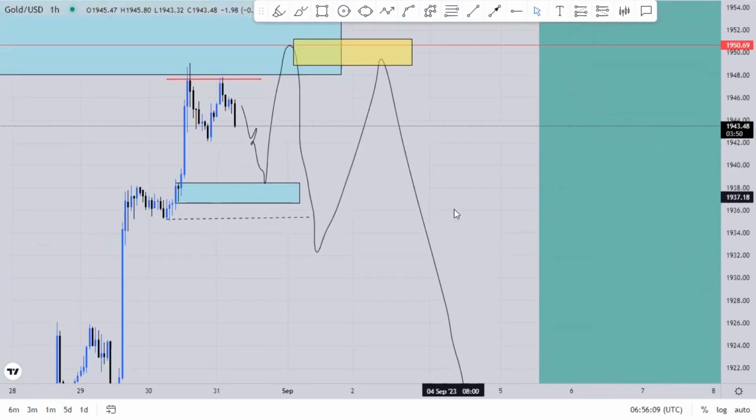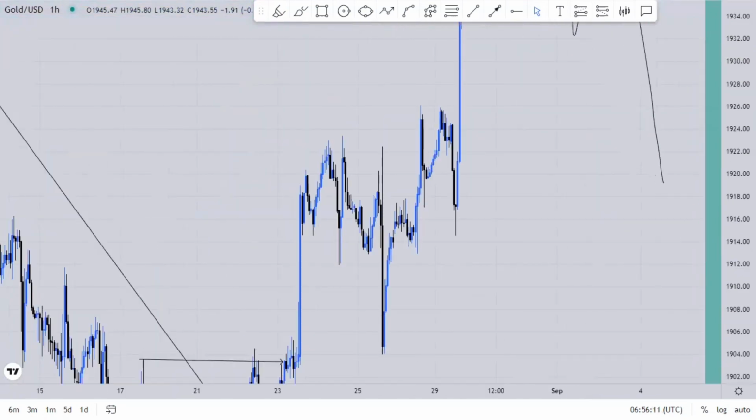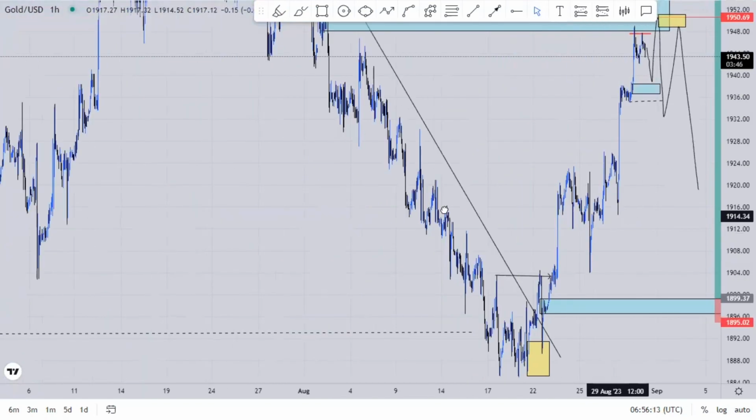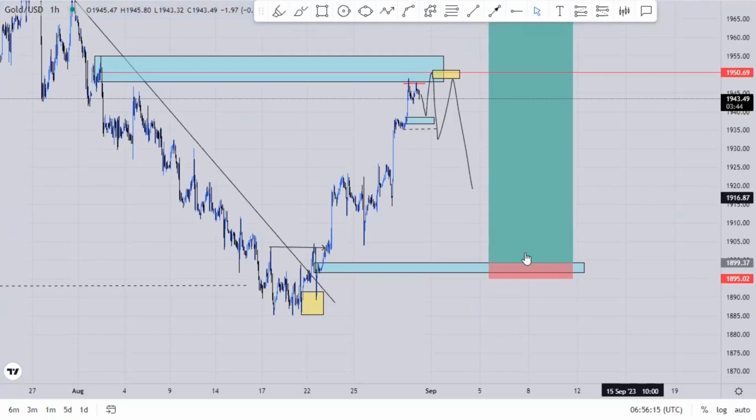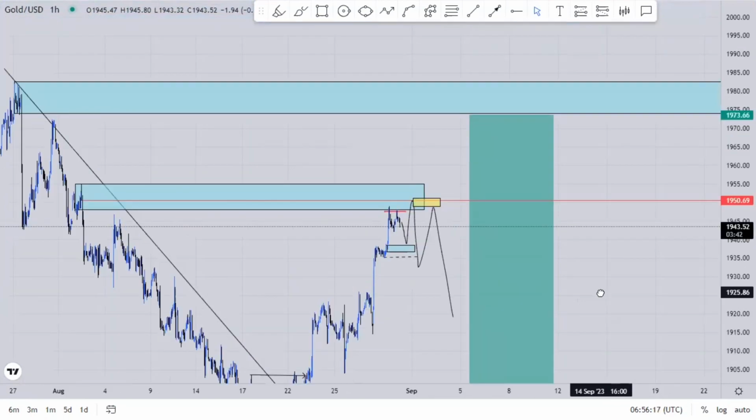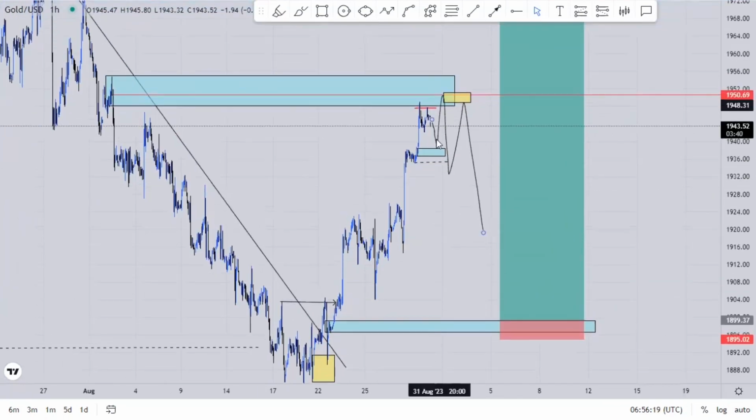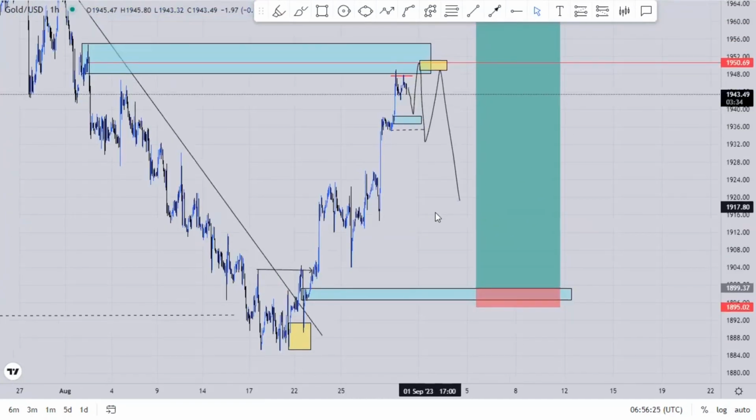So guys, this is my gold strategy that I use. On this initial move I enter, then the next move, which is this one, I also enter. That's the next major move. So this one, I'm waiting for confirmations.